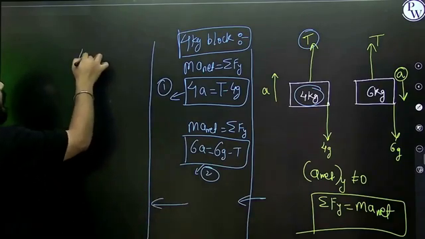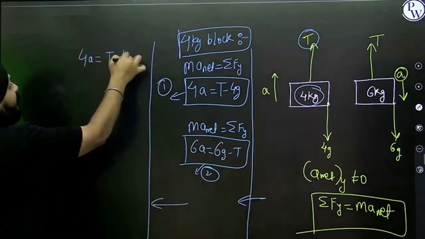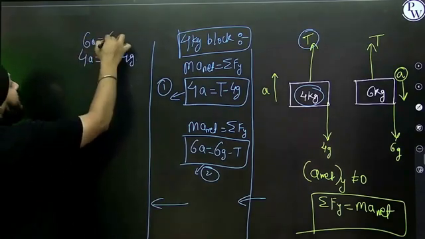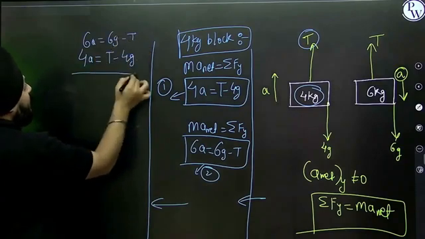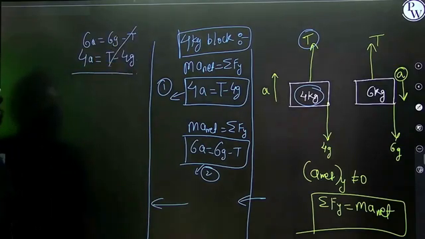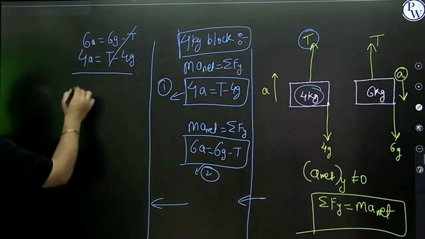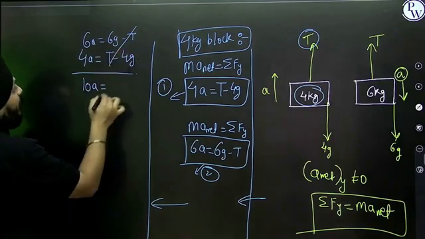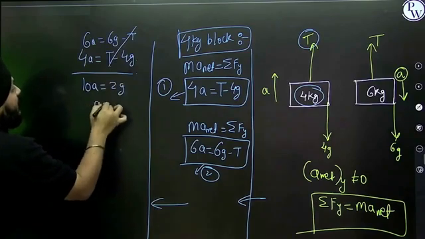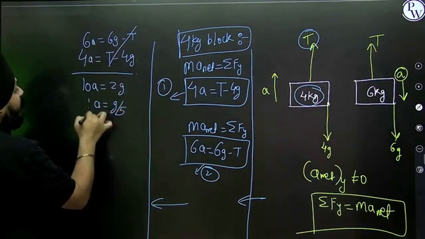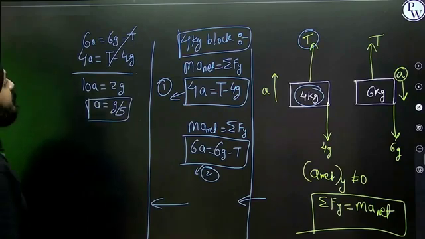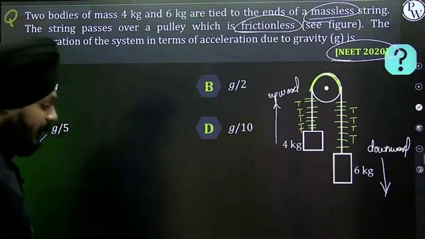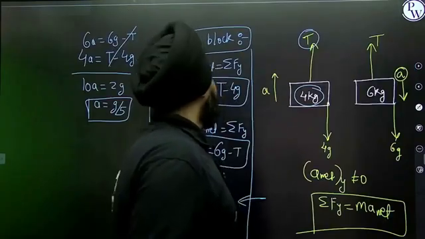So 4a is equal to T minus 4g, and 6a is equal to 6g minus T. So 10a is equal to 6g minus 4g, that is 2g. a is equal to g by 5. The net acceleration of the system is g by 5.